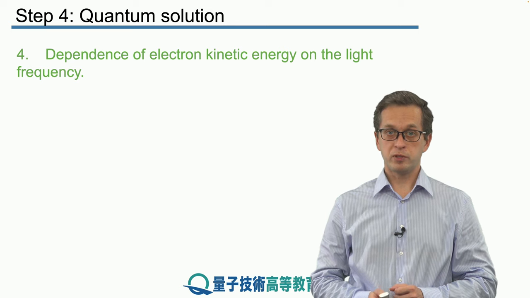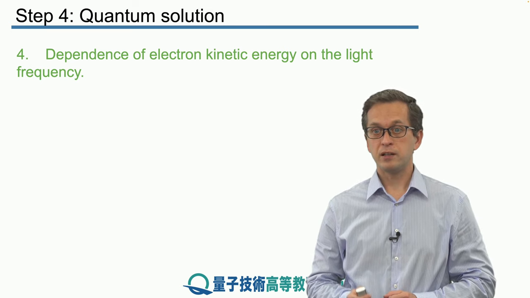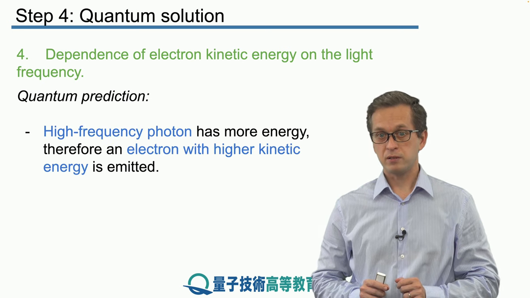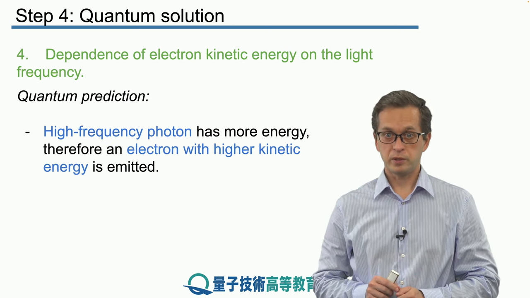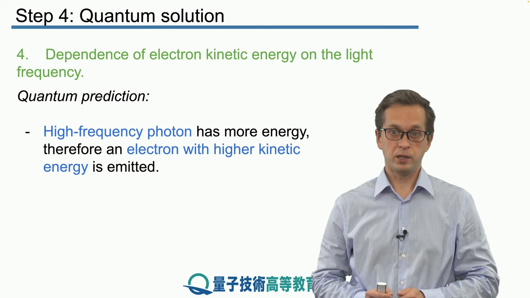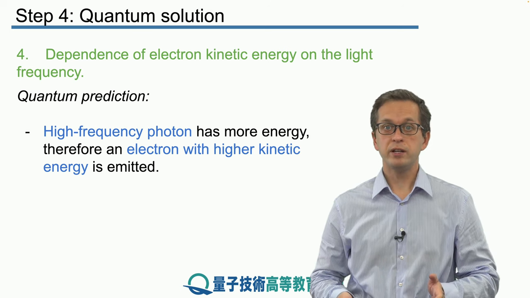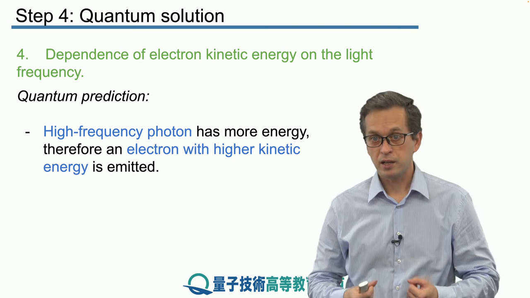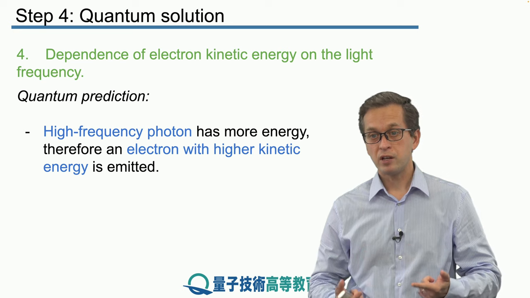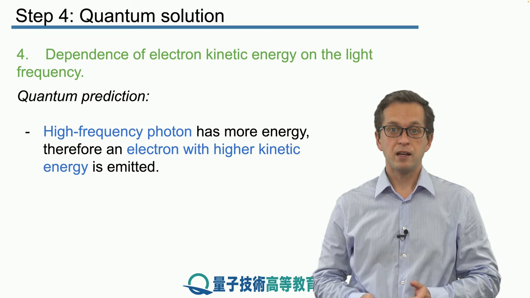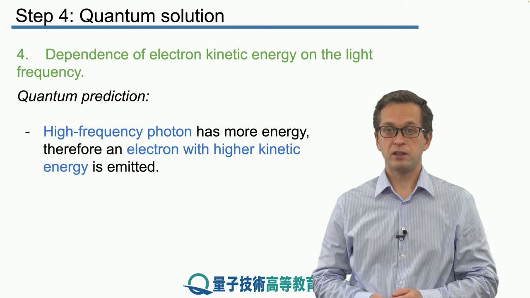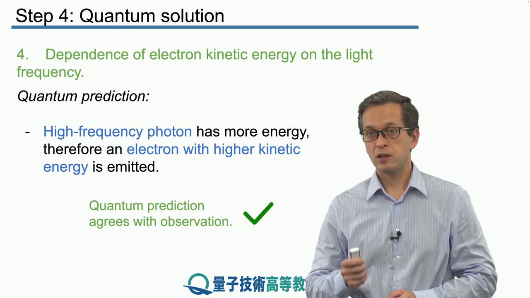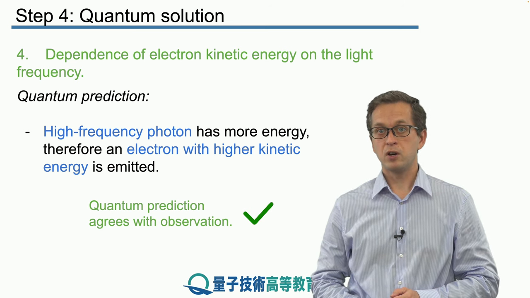Let's move on to our final observation, the dependence of electron kinetic energy on the light frequency. We said that classically, there should be no dependence, but this is not what we observed in the actual experiment. The quantum prediction is the following. A high frequency photon has more energy, but W, the work function, is the same. Therefore, the kinetic energy increases because the incoming photon has a higher energy. Again, it agrees with the observation very nicely. This shows the power of Einstein's genius, because he managed to satisfy all of these observations.